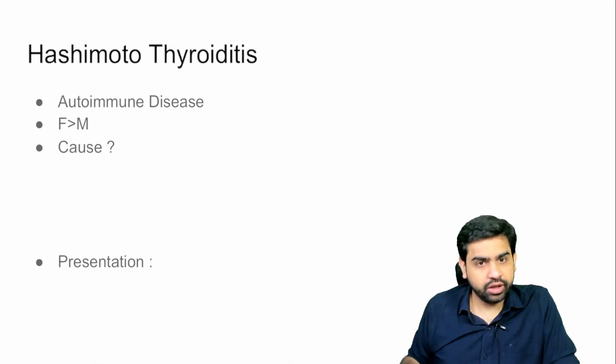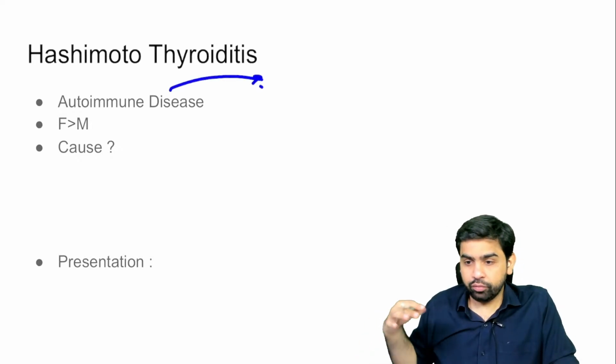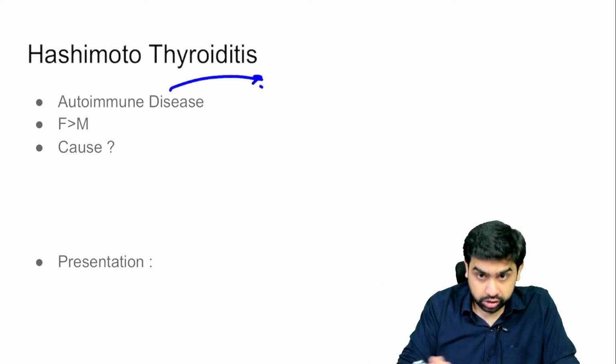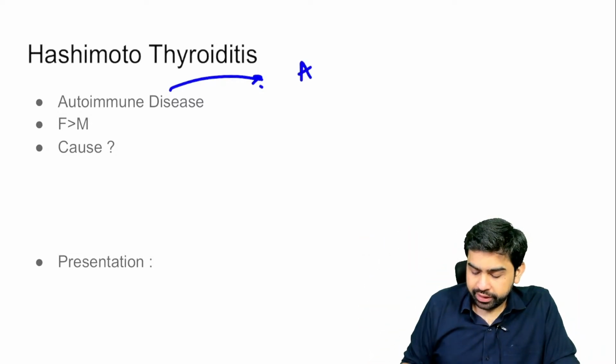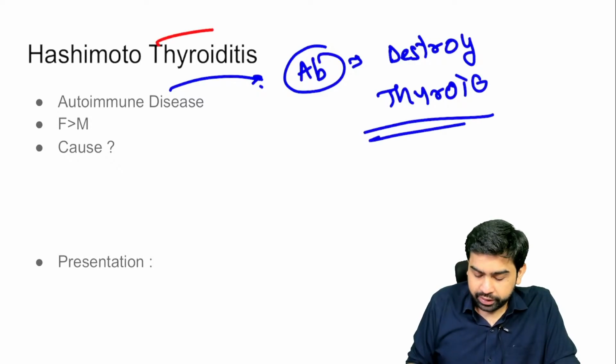Hashimoto's thyroiditis is again an autoimmune disease, but here, unlike in Graves' disease, where the antibodies were LATS, that is long-acting thyroid stimulating antibodies, these particular antibodies are thyroid destroying antibodies. They basically destroy the thyroid tissue.